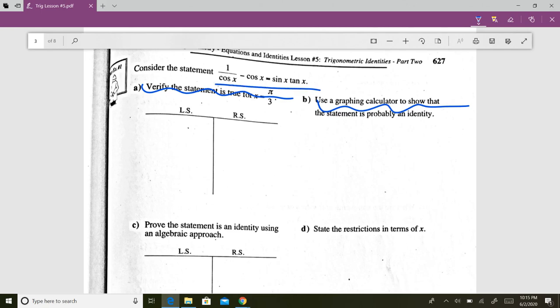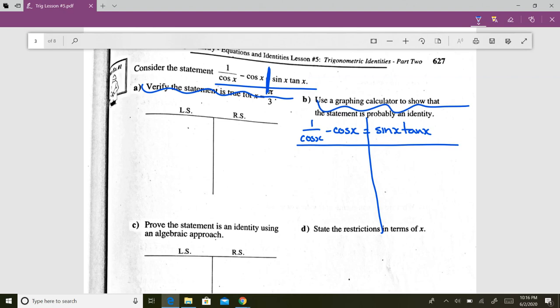Okay? And here's what we're proving. 1 over cos minus cos is equal to sine times tan. Okay? Well, usually it'll have stuff written left side, right side, which divides it right down the middle here. Okay? I'm going to write it over here. So what I usually do is I go 1 over cos x minus cos x is equal to sine x tan x. All right. I draw a line right to the equal sign, and that's what I do. And I want to prove the left side is equal to the right side.